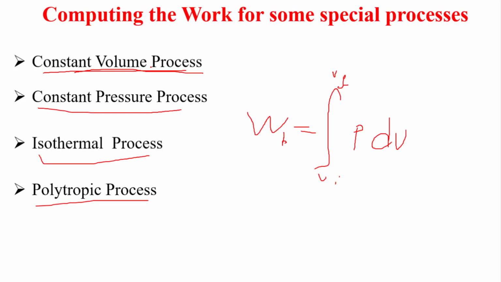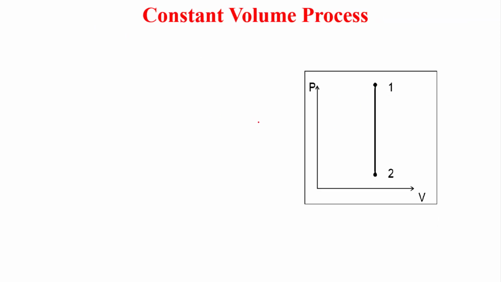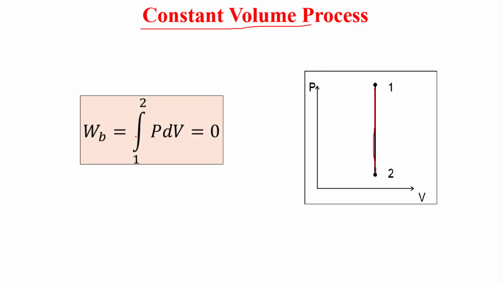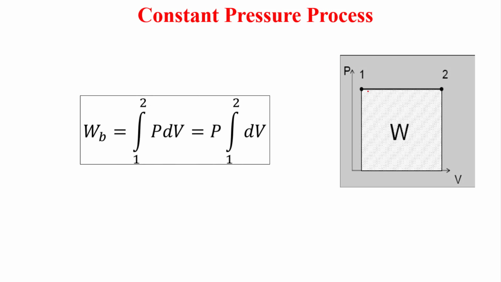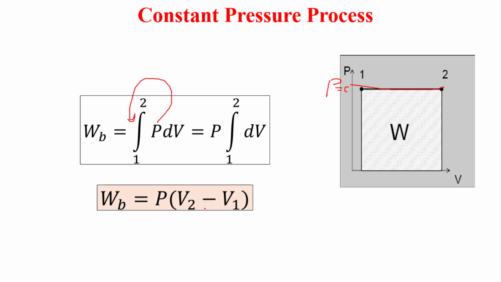So here are the four processes. Now the derivation is explained step by step here. So this is constant volume, V equal to constant. Here you can see V1 equal V2, so the integration equals 0 work at the boundary. If we have constant pressure, P here is constant, as you can notice, a constant value, so we can take P outside the integration, and we end up with P times V2 minus V1. So this is process number 2. Before proceeding, let us see this example.